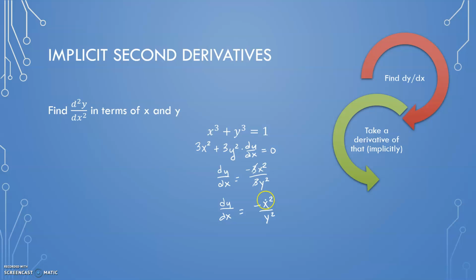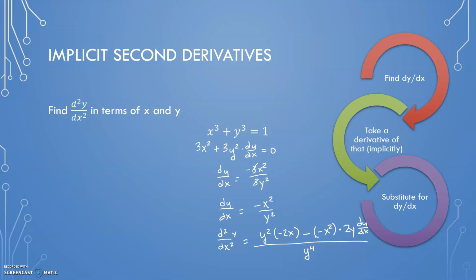Now we're going to take the derivative of this to get the second derivative. So the derivative of dy dx is the second derivative. And the derivative of this is going to require us to do chain rule. So we're going to do low d high minus high d low all over the square of what's below.